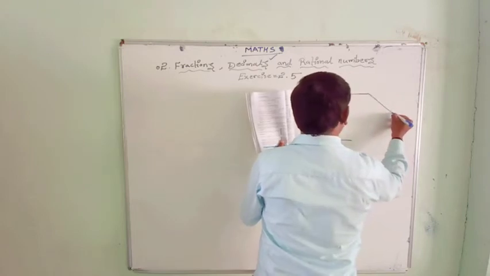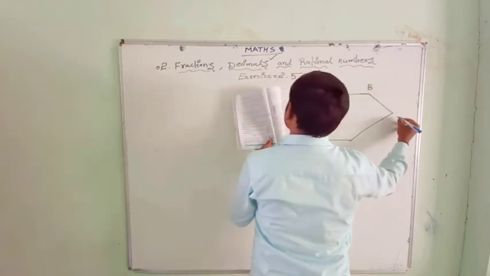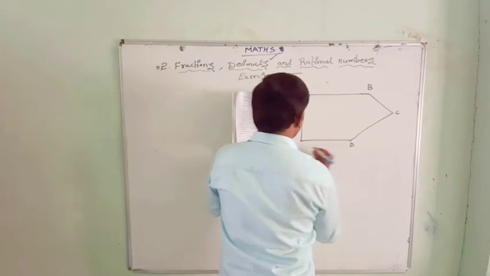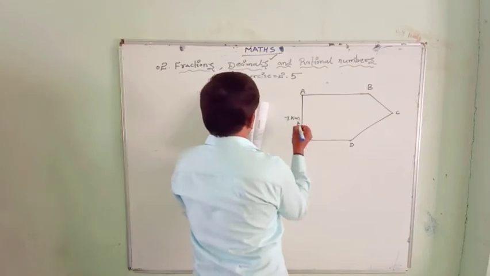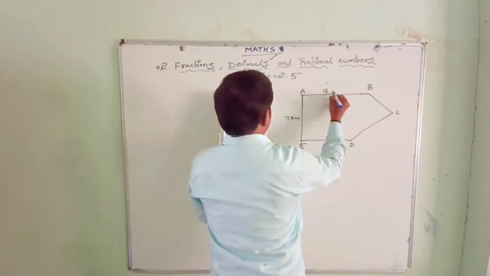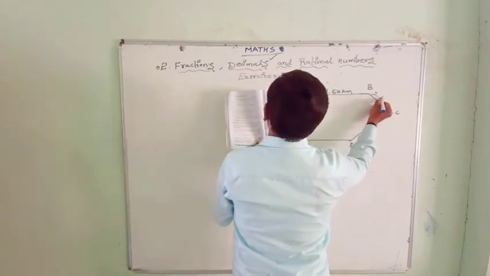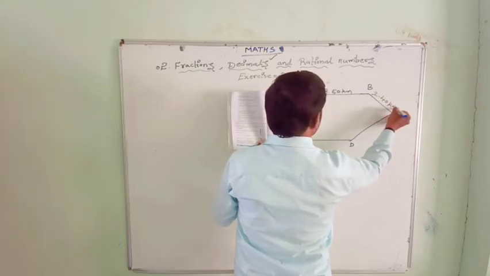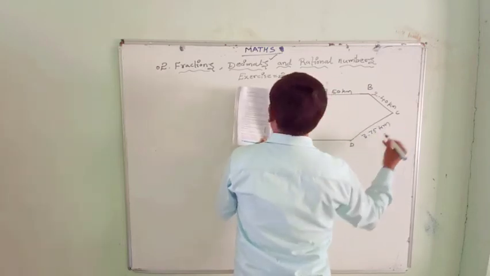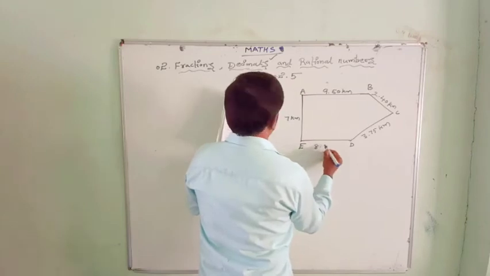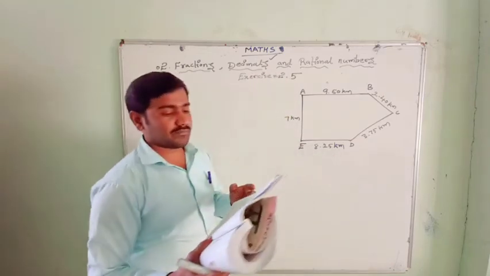See that? Okay. Now here it is A and B, C, D and E. So here AE equal to 7 kilometers and AB equal to 9.50 kilometers and BC equal to 2.40 kilometers and here CD equal to 3.75 kilometers and DE equal to 8.25 kilometers. So what is this actually?